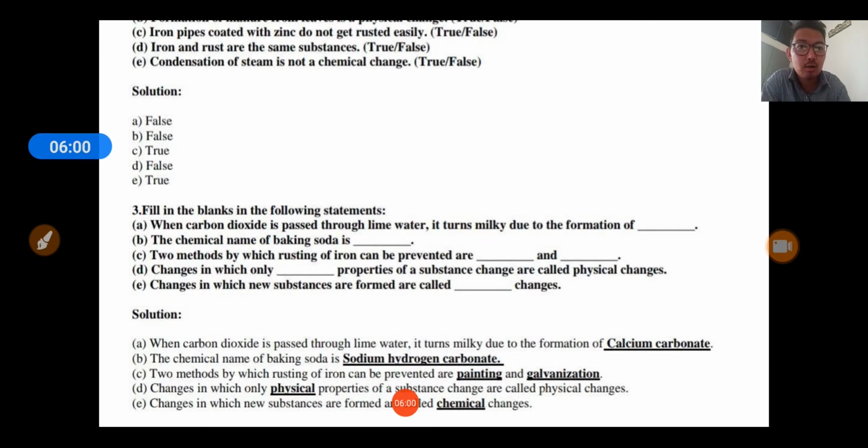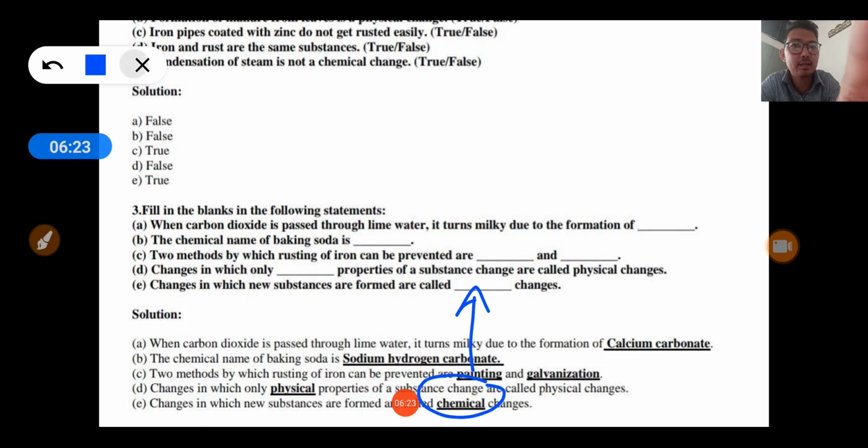Now coming to the part D, changes in which only dash property of substances changes are called physical changes. So here should come only physical property of substance changes. Okay, so part number E, changes in which new substances are formed are called chemical changes. So this is the correct answer.